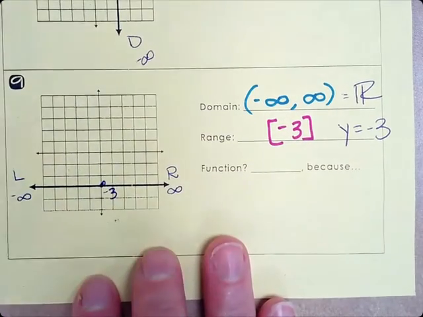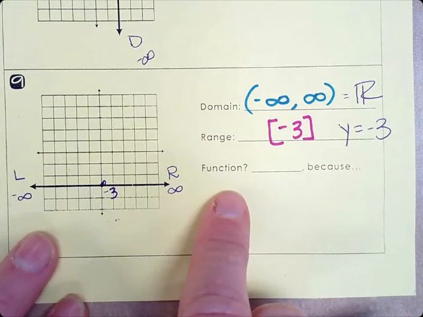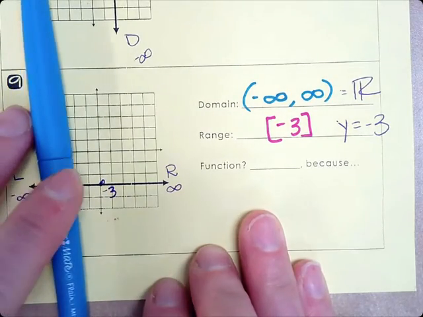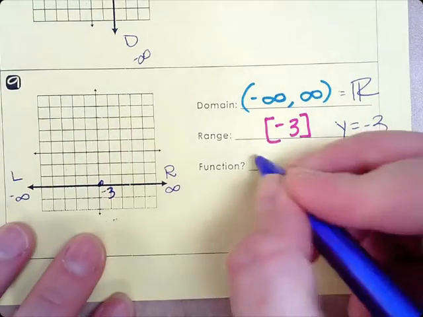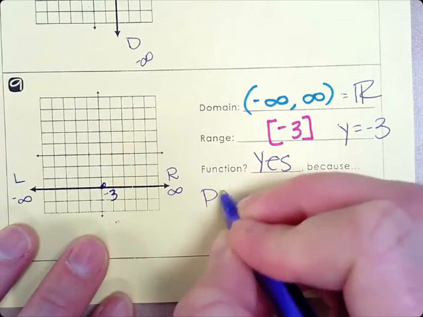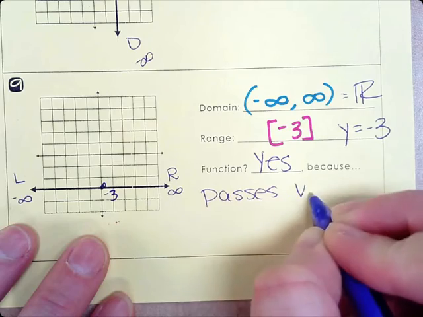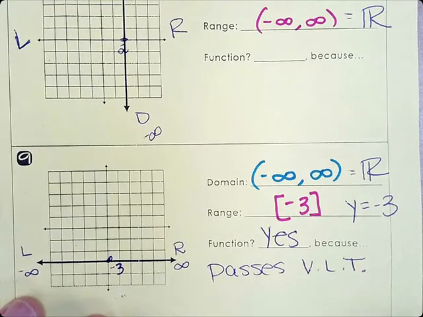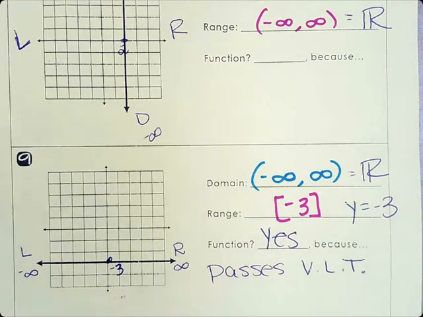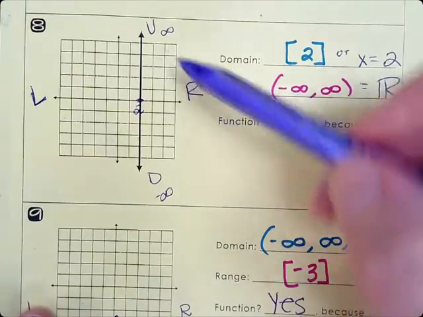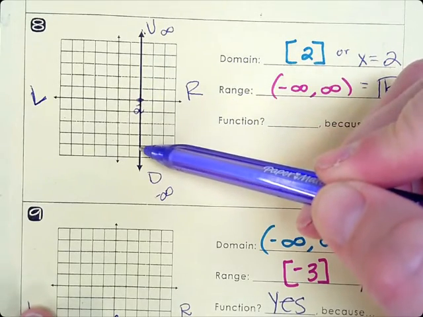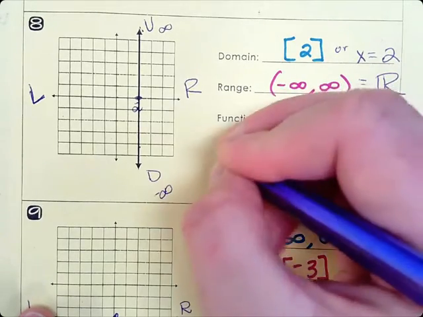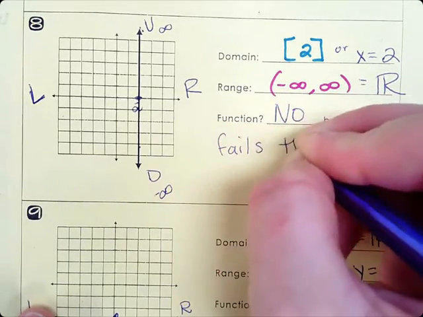Forgot to do function on the last one. So let's do this one first. To do the vertical line test, if I were to do the pencil test, it only passes through once. So yes, it's a function. Passes vertical line test. But the previous one that we didn't actually do, number 8, it is a vertical line. A vertical line is not a function. So this is no. Fails the vertical line test.